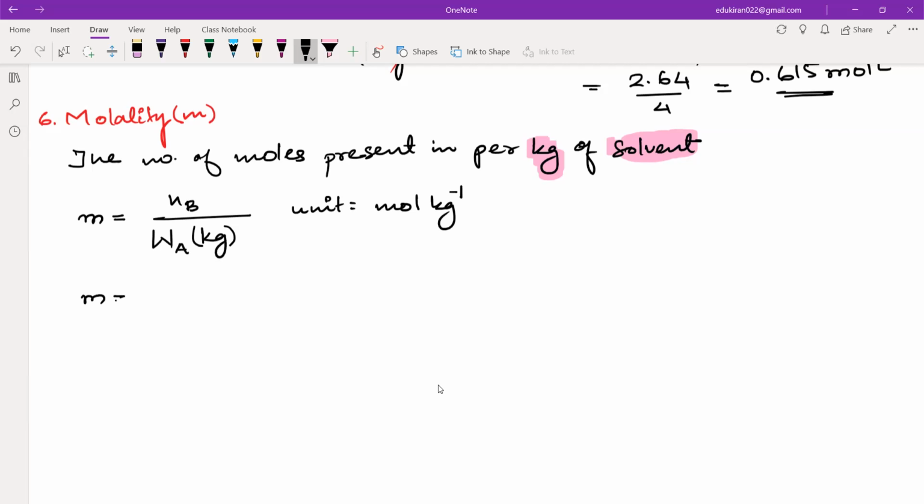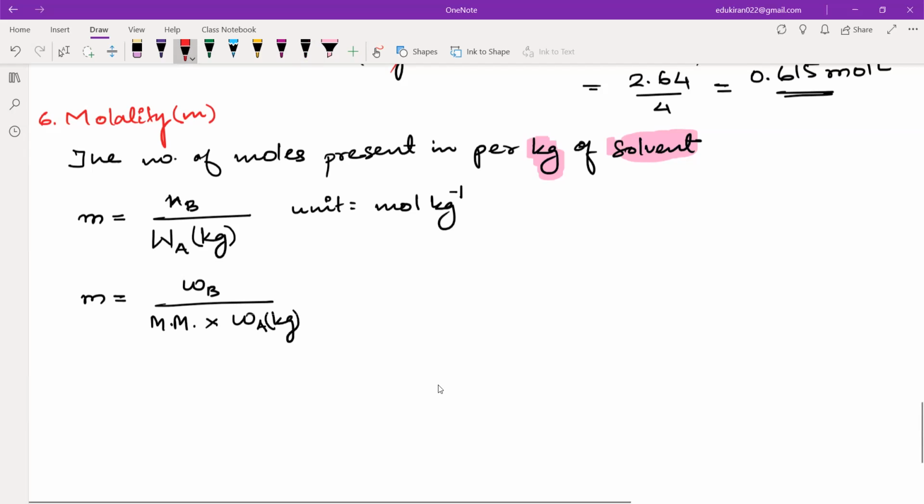You can also write the molality will be equal to WB divided by the molar mass of the solute multiplied by the mass of solvent in terms of kg. Please remember that the molar mass should be in terms of grams per mole, and this W in kg should be in kg. Please also remember this.